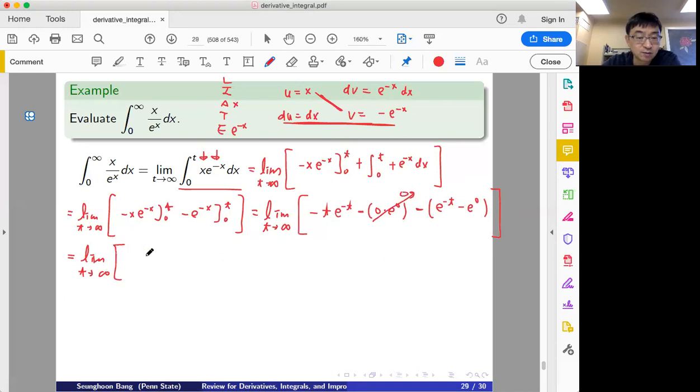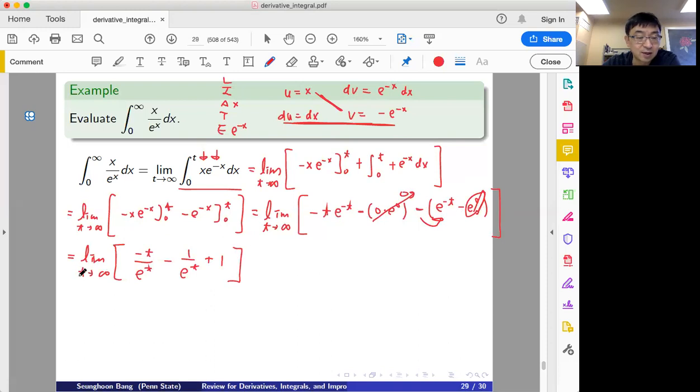I can change it: this one is negative t over e to the t. Distribute the negative 1. This one is negative 1 over e to the t. So this is 1, this is 1. Minus 1 times minus 1 is positive 1.